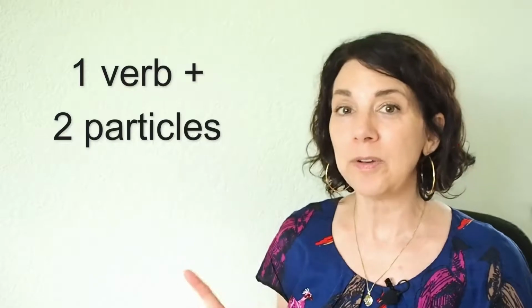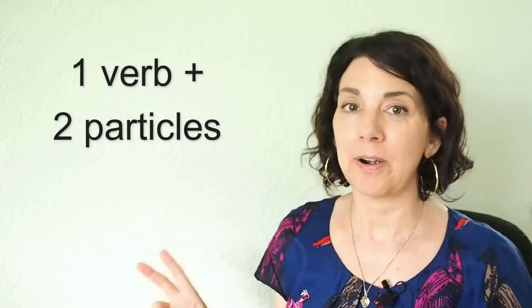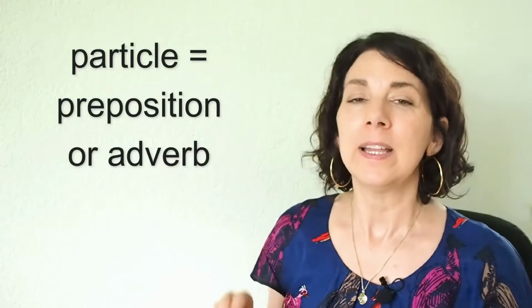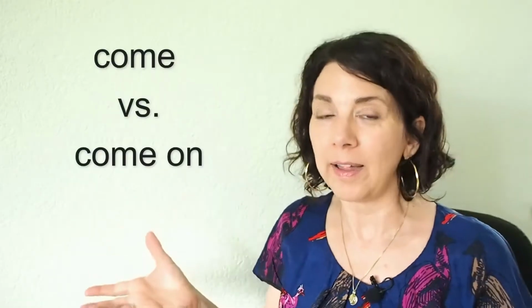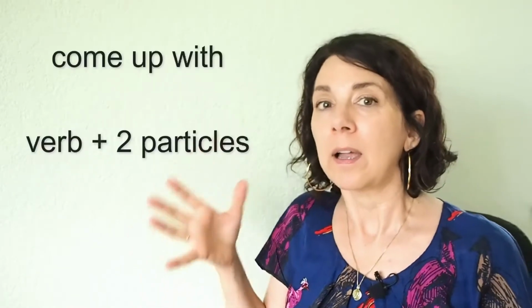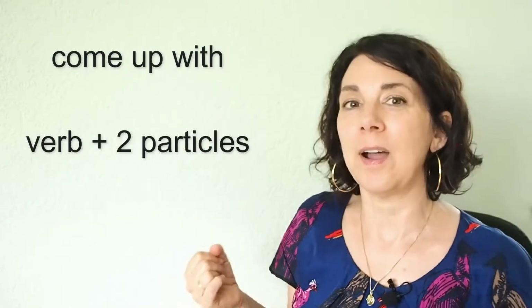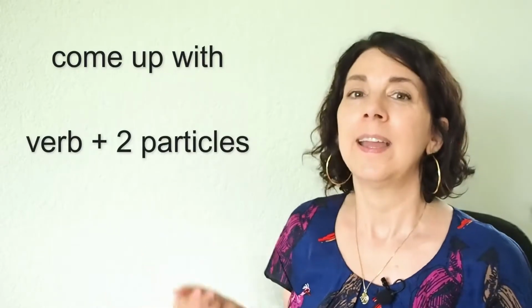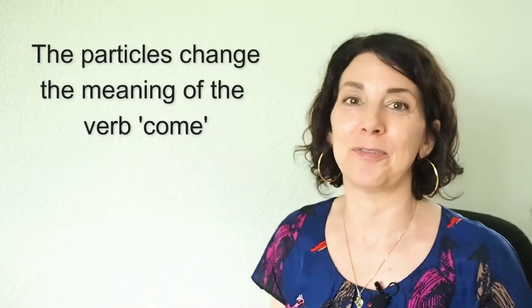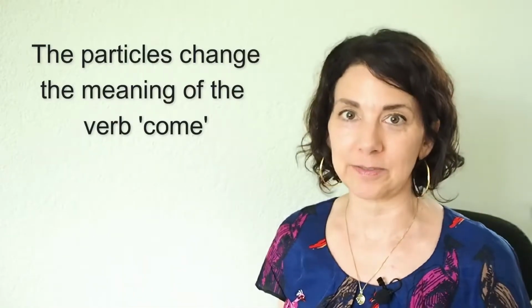So all of these phrasal verbs that we're going to see will have one verb and then 2 particles. And remember that a particle is that little word that comes after the verb that changes the meaning of the verb. For example, we have the word come, and if we say come on, that's different. But in these, we're going to be looking at words like come up with. So in that one, we have the verb come, and then we have the 2 particles up with. And that, again, changes the meaning of the verb come into something completely different.